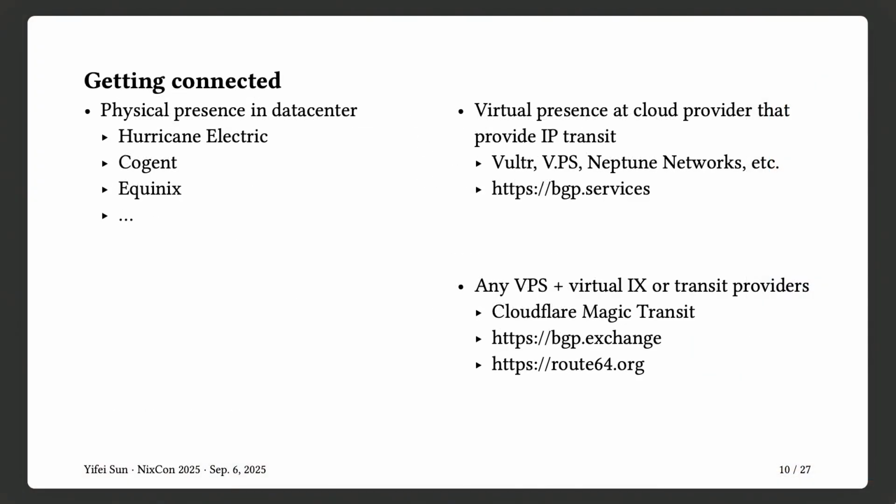And next up is getting connected. You either need a physical presence in a data center like HE, Cogent, or Equinix, or you can go with VPS providers that provide BGP sessions for a fee or for free. Usually there are quite a lot of them, and there is a list on the bgp.services website. Or you can go with any VPS and use a virtual internet exchange or transit providers, and then you set up a direct connection to their router. And you can go with a lot of options.